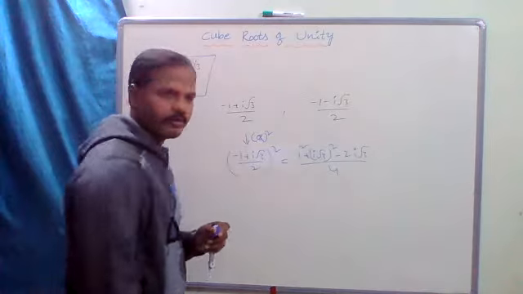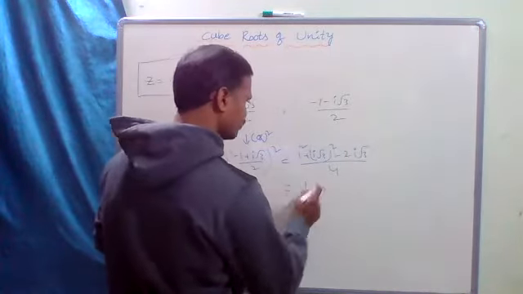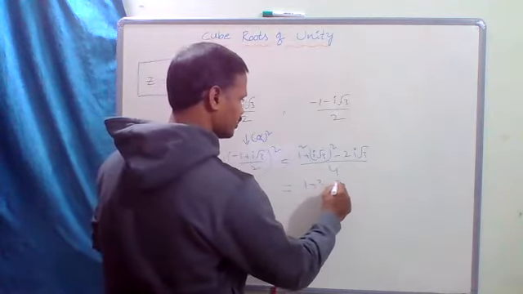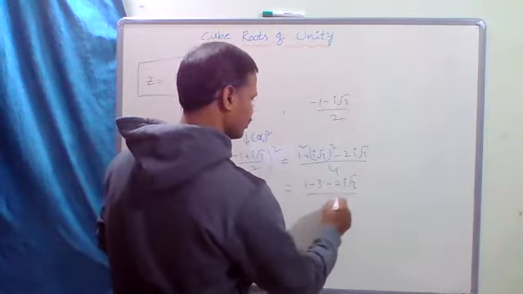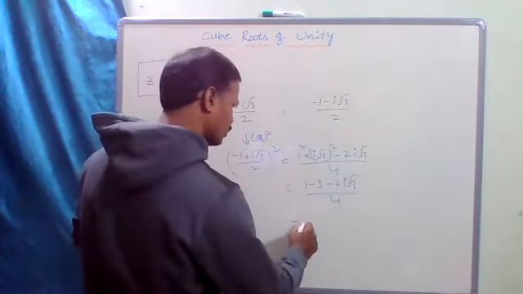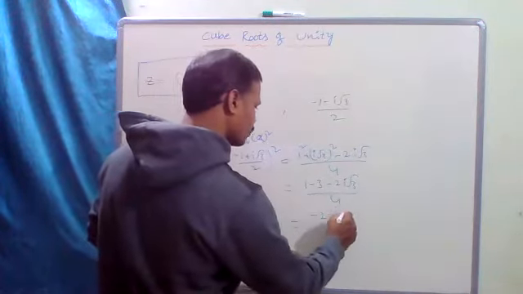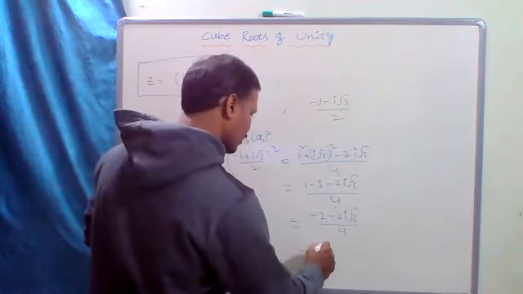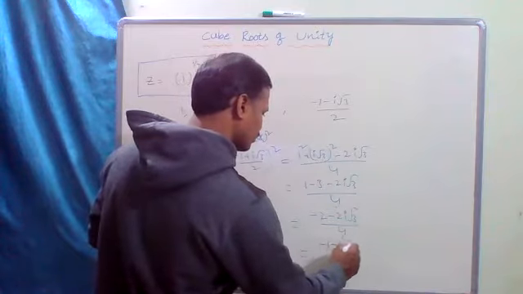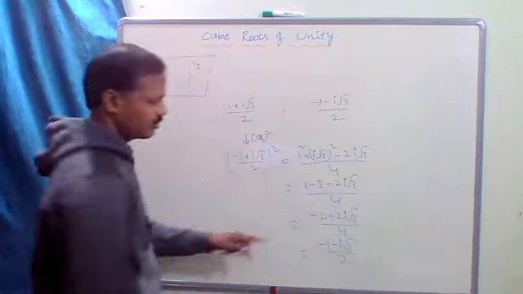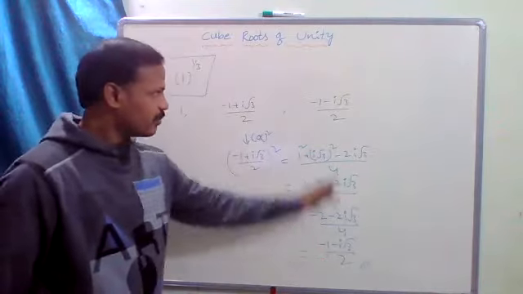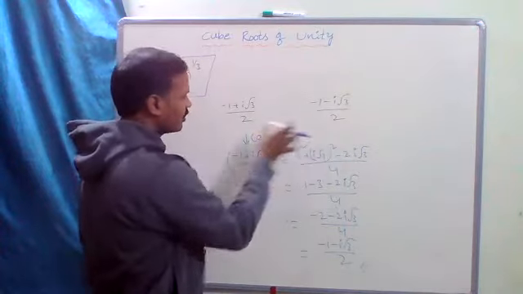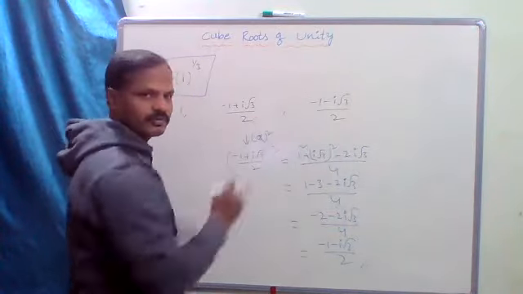Clear? Now this is equal to 1, i squared means minus root 3 whole squared, 3 minus 2i root 3 by 4. So which is equal to minus 2 minus 2i root 3 by 4, which is equal to minus 1 minus i root 3 by 2. 2 common there, which is nothing but this one. And the square of this one is this. The square of this one is this.